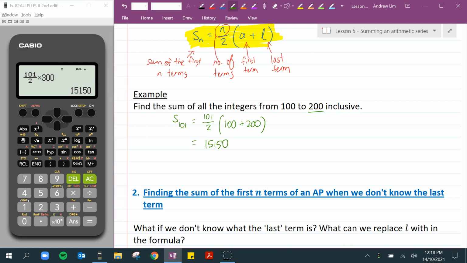Now you might notice, oh wow, that's a lot easier than having to actually add each of them individually. And yes, you'd be correct. This formula is really useful when we're trying to find the sum of an AP, when there's a common difference. Here, all 101 terms have a common difference of 1. It's going up by 1 each time.